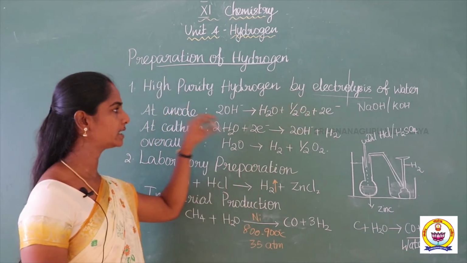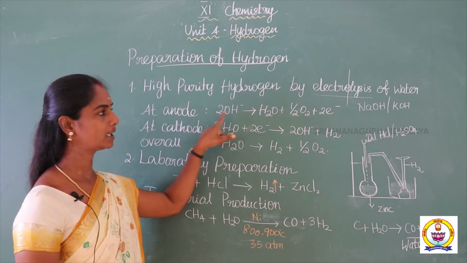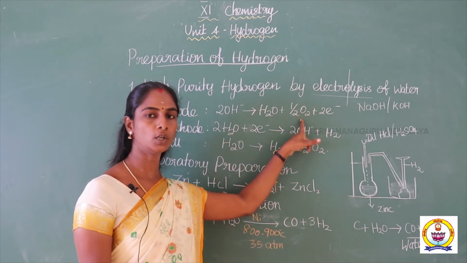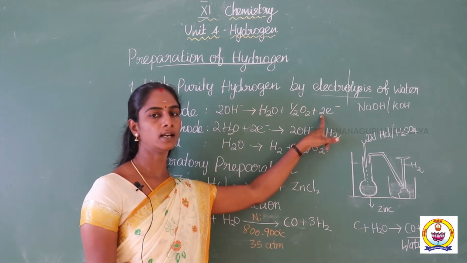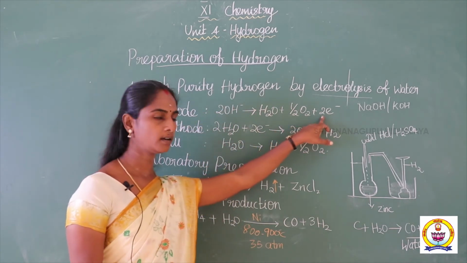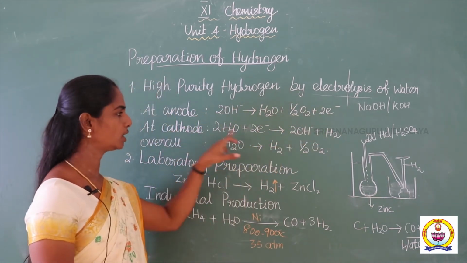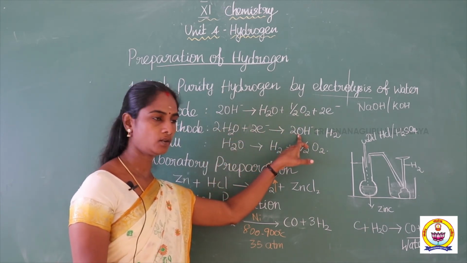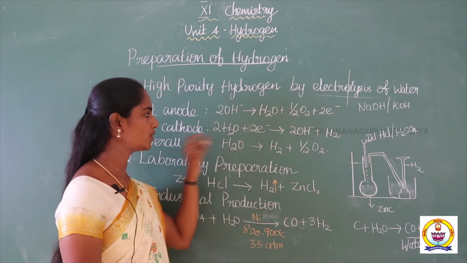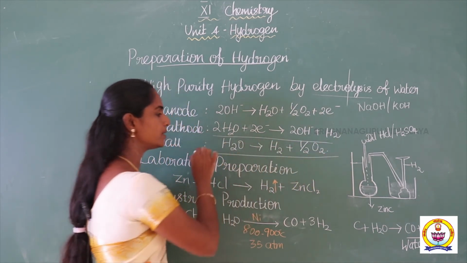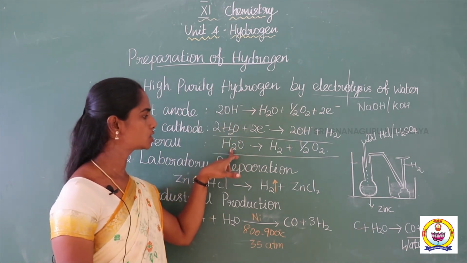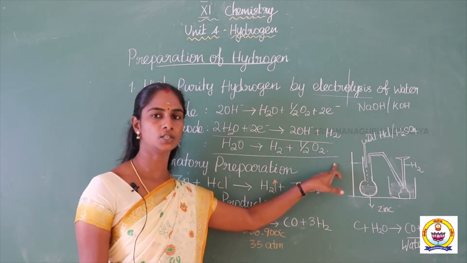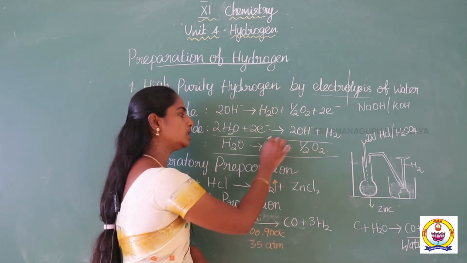In this condition, what happens at the anode? The 2 hydroxyl ions are converted into water plus half a molecule of oxygen, and 2 electrons are released. At the anode, electrons are released. At the cathode, the released electrons are accepted by water, producing hydroxyl ions and hydrogen gas. The overall reaction between anode and cathode: water undergoes lysis and forms hydrogen gas plus half a molecule of oxygen. This is high purity hydrogen.